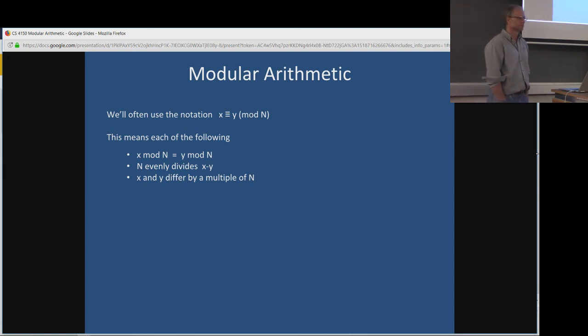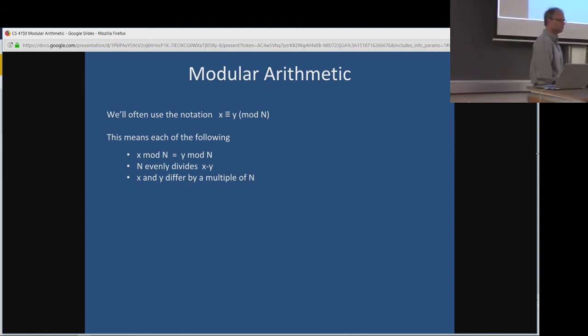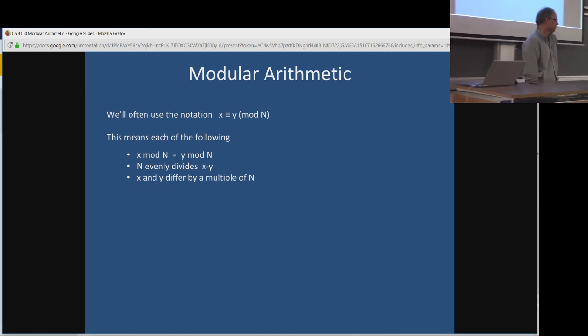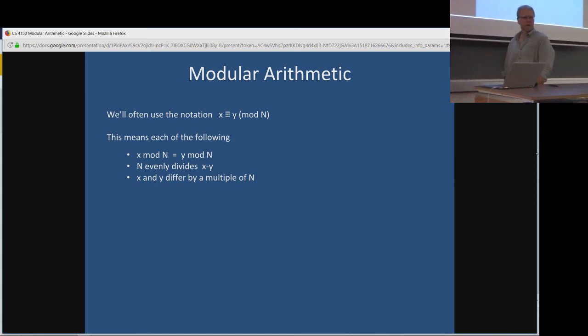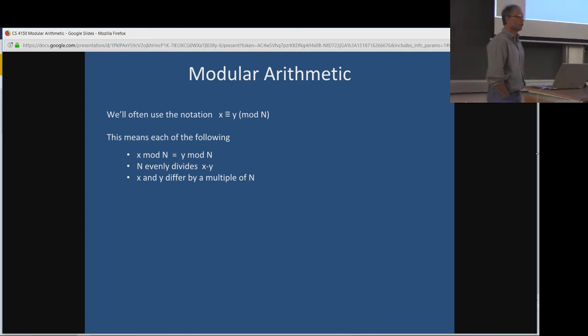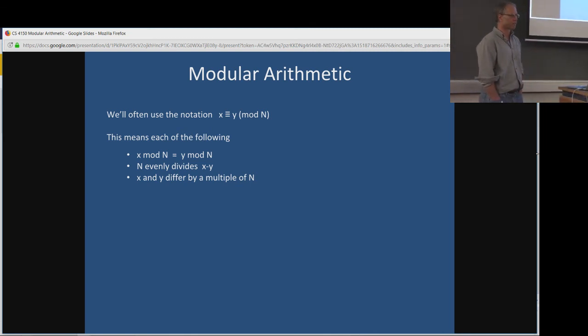So, yeah. X mod n is the same number as Y mod n. So 5 and 9 are both equivalent mod 4, because 5 mod 4 is 1 and 9 mod 4 is 1. Okay? They're also equivalent if the modulus evenly divides the difference.